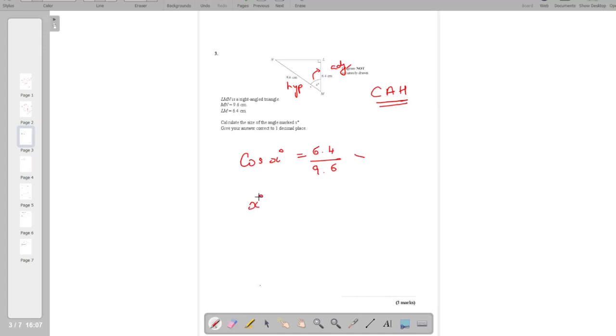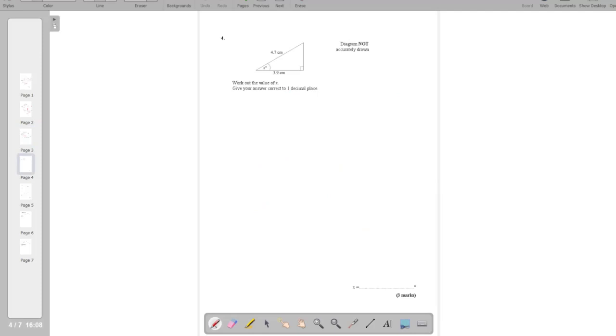So x is, to find the inverse, you press shift and cos. When you press shift and cos, you will get cos minus 1. Then you put the numbers 6.4 over 9.6. That will give you 48.1896. We want 1 decimal place, so that will be 48.1 degrees.